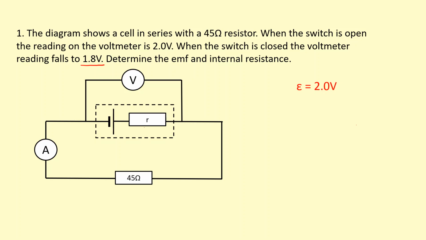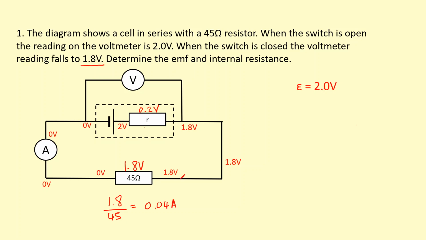So what's going on? The reason why it's fallen is because some of the energy is being used inside the cell now. Now that there's a current flowing, there is going to be some lost PD, and the lost PD is going to be 0.2 volts. And the remainder, which is 1.8 volts, the terminal voltage, is being used across the load. If we look at this very carefully, we know two things about the load. We can work out a third thing, which is the current. So 1.8 volts divided by 45 ohms gives me the current in the circuit, which is 0.04 amps.